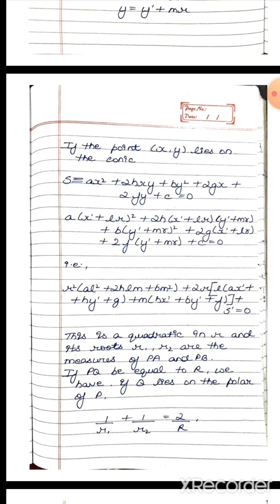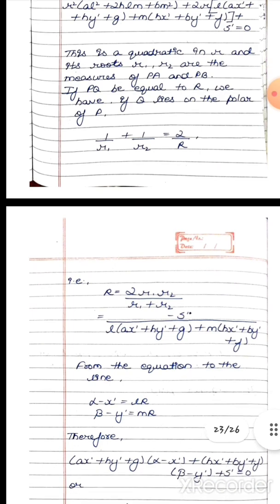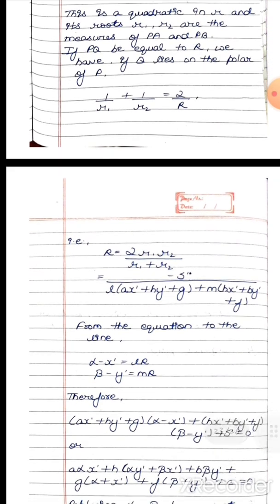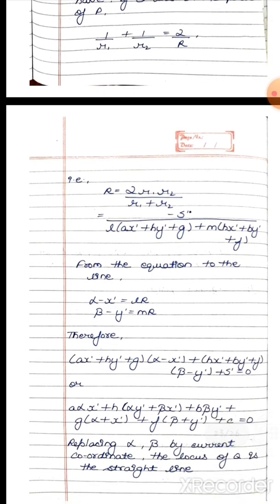So this is a quadratic in r, and its roots r1 and r2 are the measures of PA and PB respectively. If PQ is equal to r, and Q lies on the polar of P, 1 upon r1 plus 1 upon r2 is equal to 2 upon r. That is, for the value of r we get 2 into r1 r2 upon (r1 plus r2).